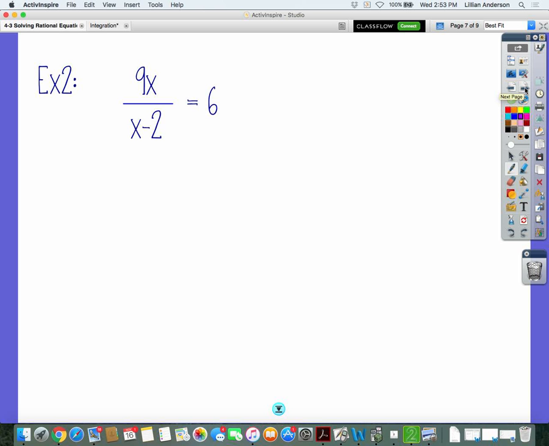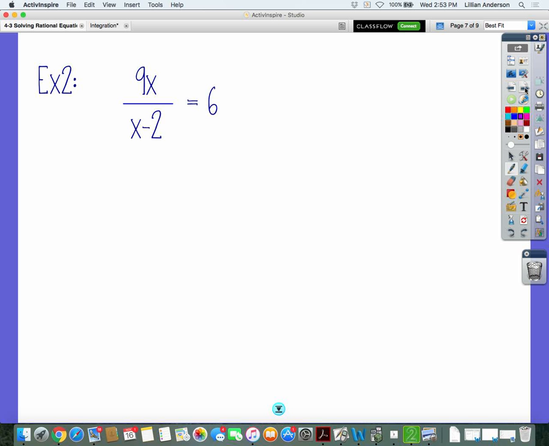Here's our next example. Example 2. It's going to be 8. We're going to do 4 on this page, we'll do 4 on the other page. So all the easy ones on this page, all the harder ones on the other page. So we have 9x over x minus 2 equals 6.